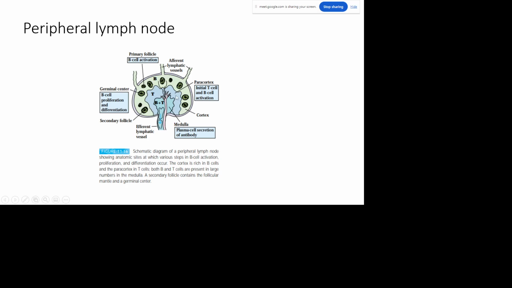Then this is the paracortex, where there are majorly T cells, and the T cells get activated. And in the medulla, this is the location of both B and T cells. In the medulla, the plasma B cells will secrete the antibody.